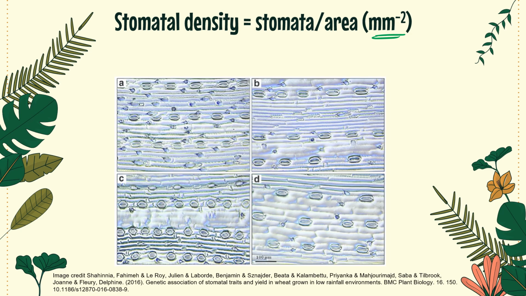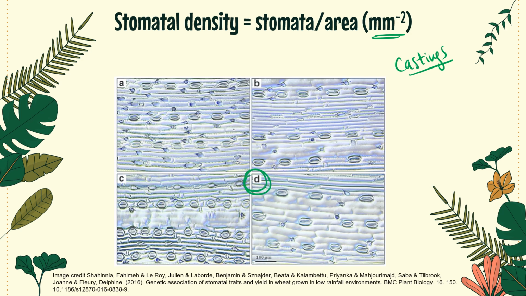We can just peel the epidermis off of a leaf, put it on our microscope, and then count and calculate. We can also make castings. We can paint our leaf's surface with clear nail polish, let it dry, peel the nail polish off of the leaf, and then count and analyze that casting, that nail polish that has all the divots on the surface of the leaf.